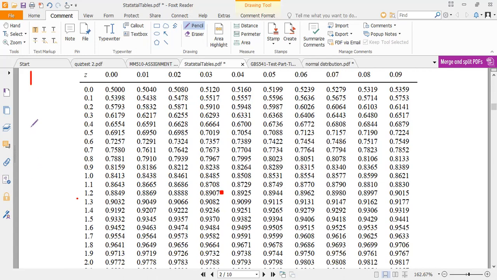1.96 for the ladies and 2.05. For 1.96, is that 0.9750? Yes, 0.9750. Good. And 2.05, what's the reading for 2.05?